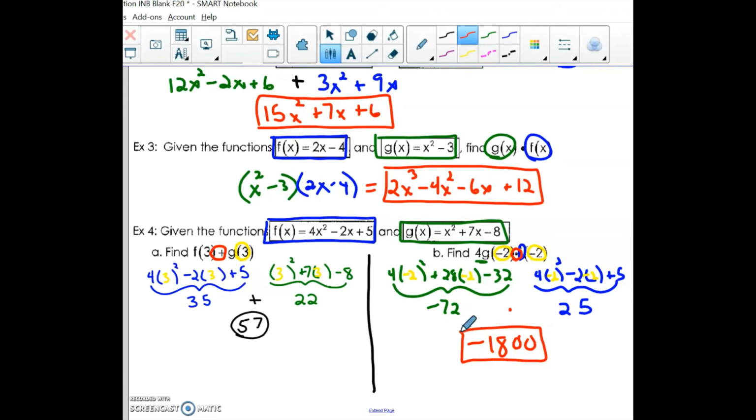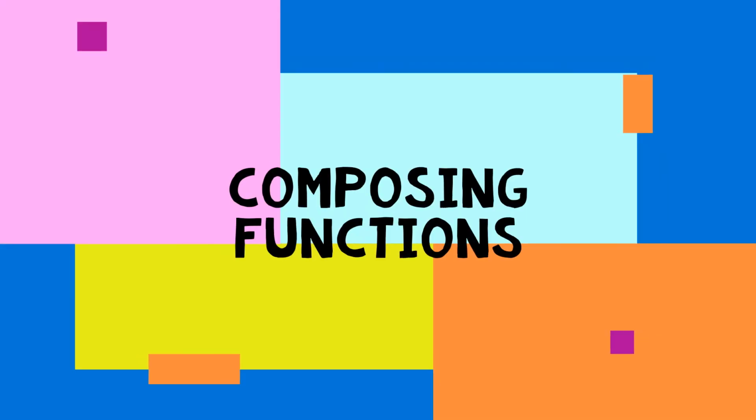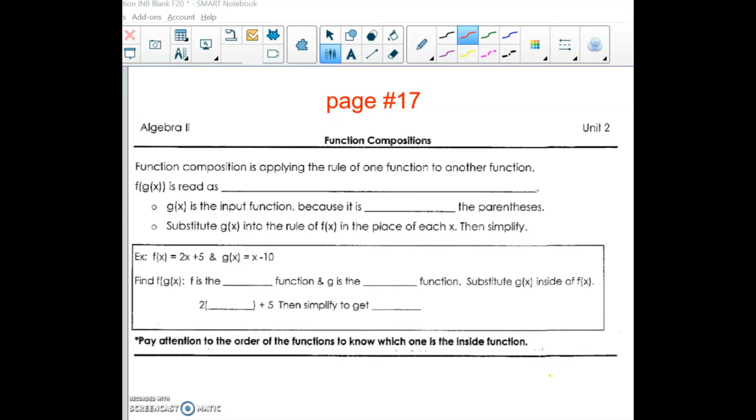So that is combining functions. The next step of functions is composing them. And what composing is, is basically substitution.